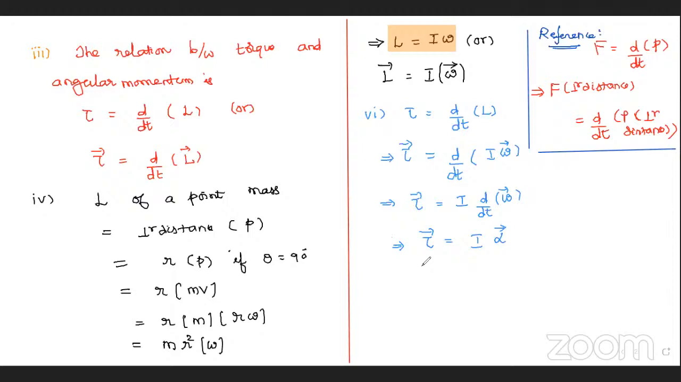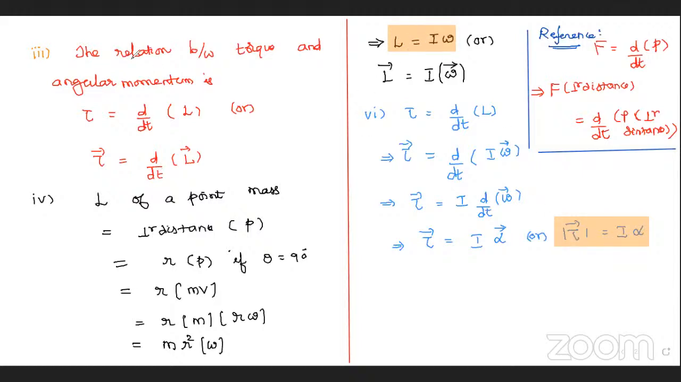This is another one, in scalar form also. Angular acceleration, exactly. Tau magnitude is equal to I alpha, simply. This is another formula we get. See here, everything is interrelated to moment of inertia. That's why first we discussed moment of inertia. If you don't remember the moment of inertia formula for a particular body, you can't calculate the torque, and you can't calculate the angular momentum. That's what I told.